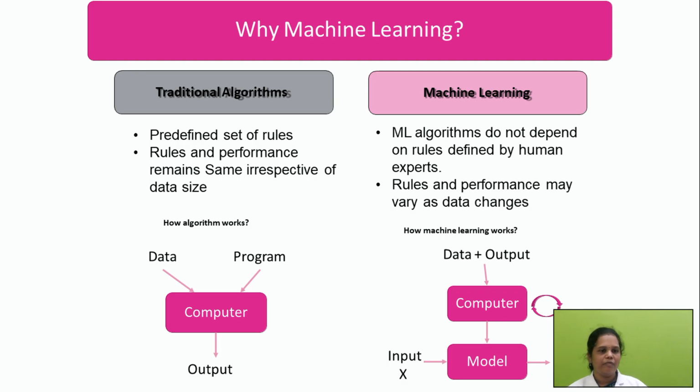Now, how does the traditional algorithm differ from machine learning? In the traditional algorithm, we give a set of predefined rules, and based upon the predefined rules, the computer gives the output. Whereas in machine learning, the data and the expected output are fed to the computer, and based upon these two, when some input is given, the computer defines the rule itself and gives the correct output. This is how the traditional algorithm differs from machine learning algorithms.